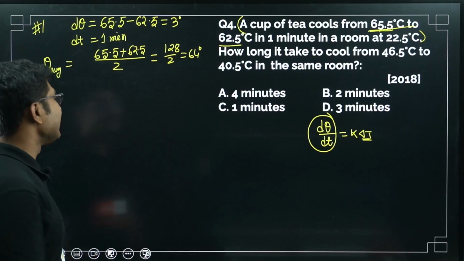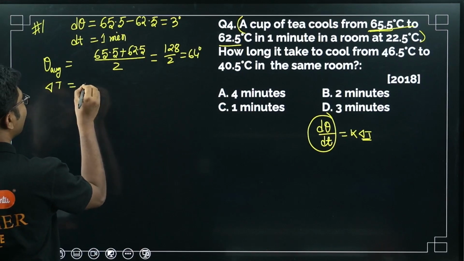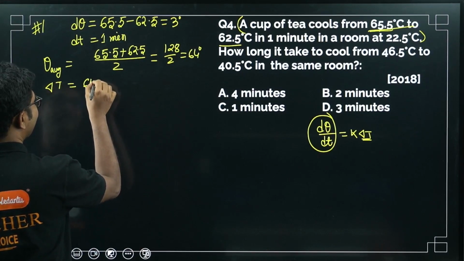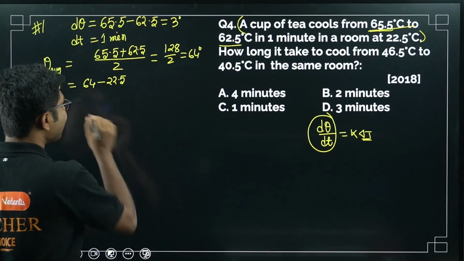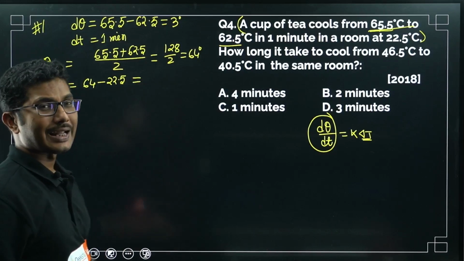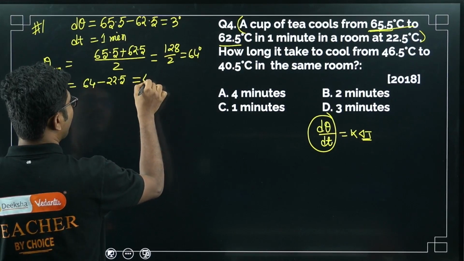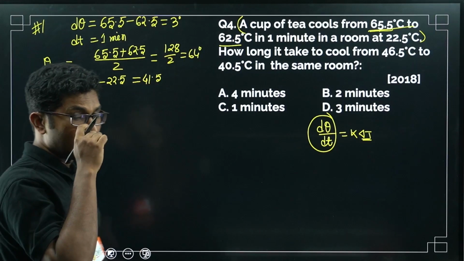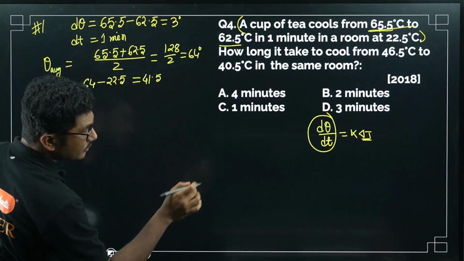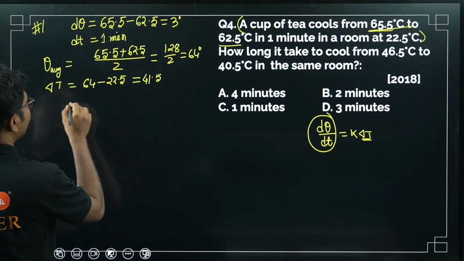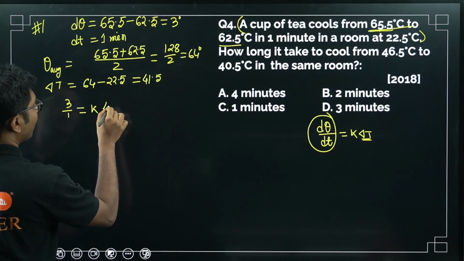So the average is 64 degrees Celsius, then what is the temperature difference, delta T? Delta T is nothing but the average temperature minus room temperature. Here you have to be slightly careful while calculating this. So it will be 41.5 degrees Celsius. So this is the temperature difference. Now we apply Newton's cooling law. So 3 by 1 equals, my mistake, k times 41.5.